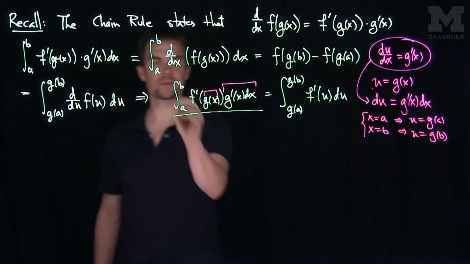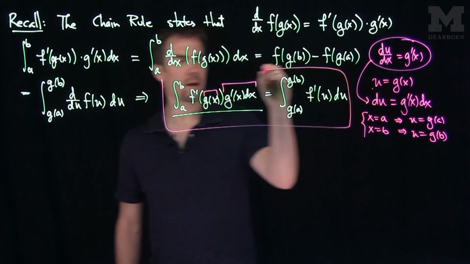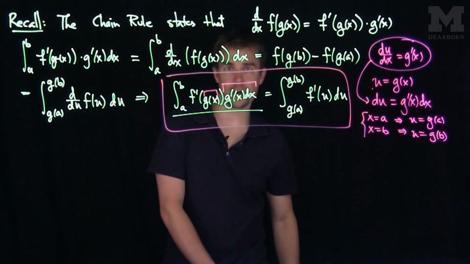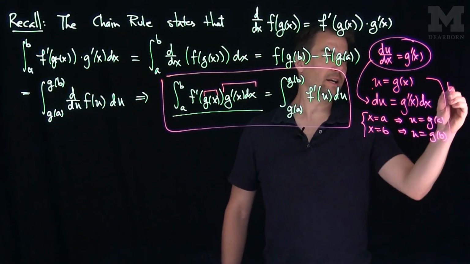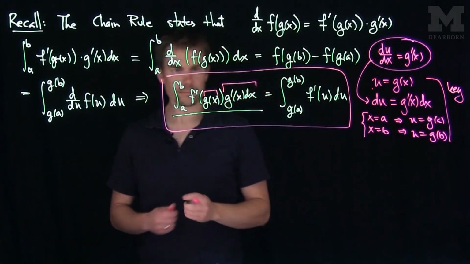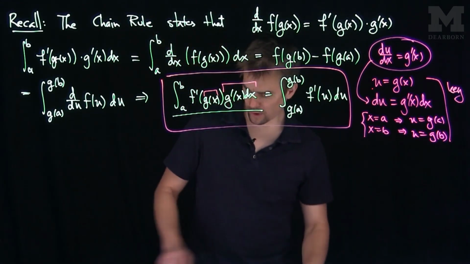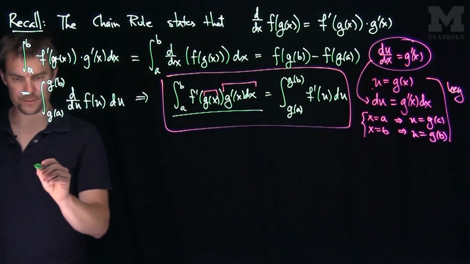So every part of this formula has a partner on the other side of the equation. That is what we call a u-substitution. This is what we'll refer to as the key to the substitution. So in principle, this is how it works. Let me show you an example of this.